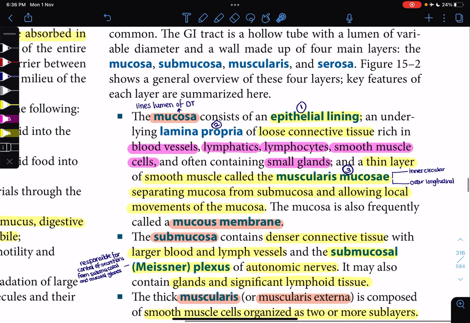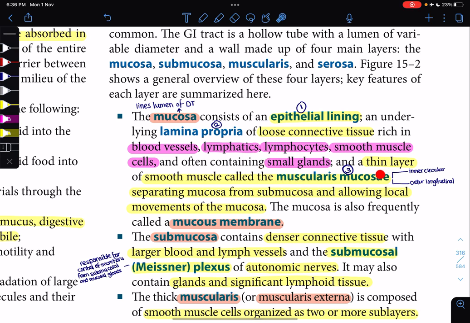أولا the mucosa. Now the mucosa is the innermost layer and it lines the lumen of the digestive tract. It has three main structures. أولا epithelial lining resting on a basal membrane, a basal lamina. بعدين عندنا the second main structure, which is the lamina propria, and the lamina propria is of loose connective tissue that's rich in blood vessels, lymphatics, lymphocytes, smooth muscle cells, and often contains small glands.